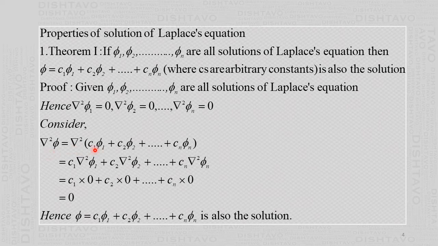Here we substitute for phi. The constants C1, C2, Cn come out, because constants come out of the derivative. We get C1 del square phi 1 plus C2 del square phi 2 up to Cn del square phi n. And we have seen that phi 1, phi 2, etc. are solutions, so the del square of each function is equal to 0. So del square phi 1 is 0, del square phi 2 is 0, up to del square phi n is 0. Therefore the total becomes 0. Since del square phi equals 0, phi, which we first took as C1 phi 1 plus C2 phi 2 up to Cn phi n, is also a solution.